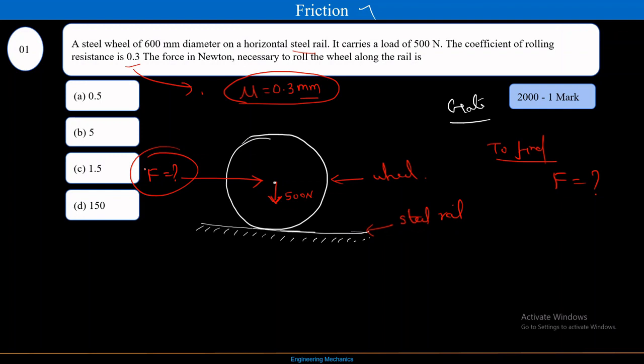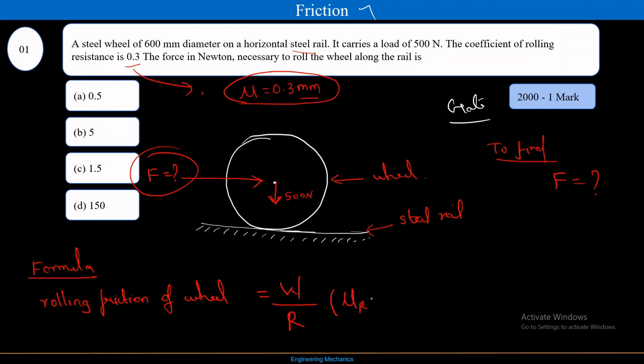Before going to the problem, we need to know the formula for rolling friction of a wheel. It is nothing but weight divided by radius, into the rolling friction coefficient. This is a very important formula, and the concept is very simple.